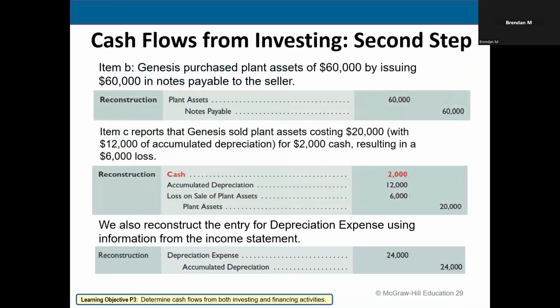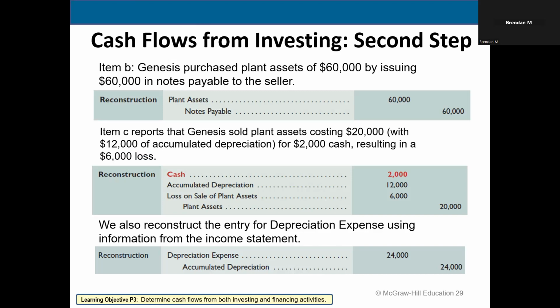Cash flows from investing, second step. Genesis purchased plant assets of 60,000. They issued notes. So that's pretty easy. Debit machinery and credit notes payable. And then item C says that Genesis also sold plant assets costing 20,000 with 12,000 of accumulated depreciation. They sold them for 2,000 cash.